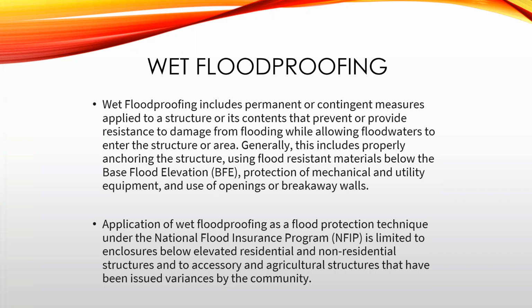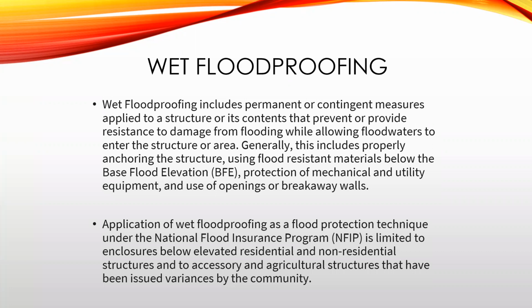So wet floodproofing is having measures applied to a structure or contents that allows floodwaters to enter the structure or the area, which generally includes having that structure anchored, making sure that flood damage resistant materials are used below the base flood elevation, and then some measure of protection for mechanical and utility equipment, which is usually elevating or potentially floodproofing those as well. But as far as wet floodproofing, typically that's going to be elevated.